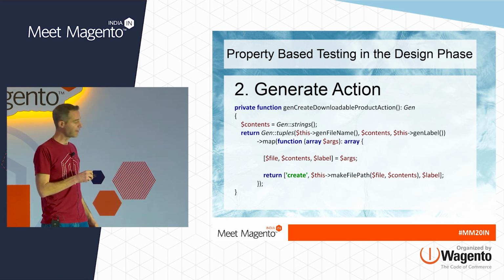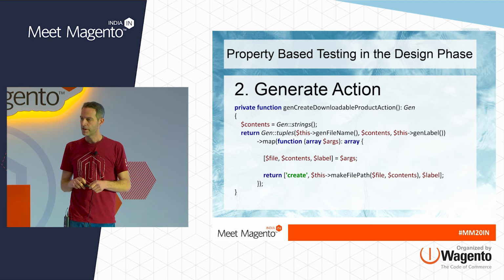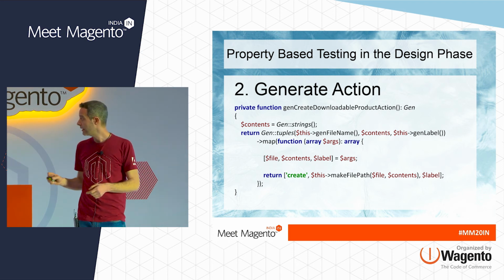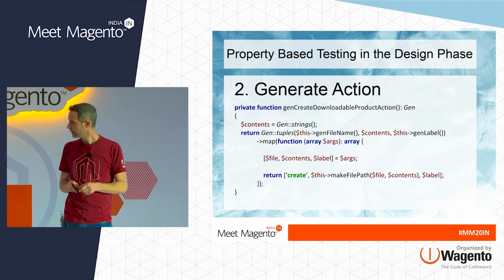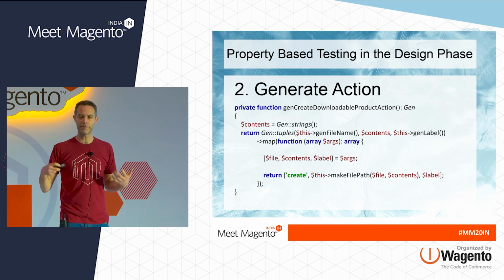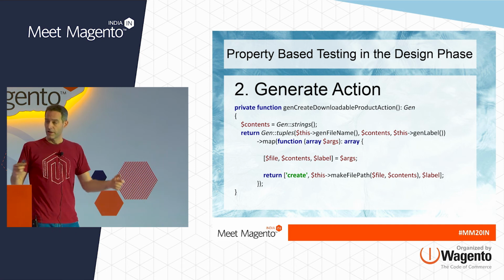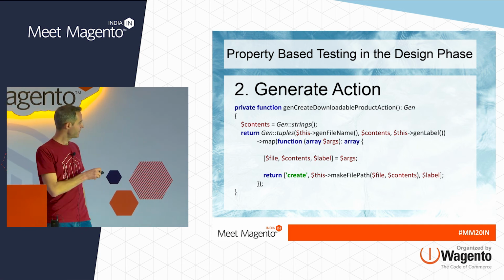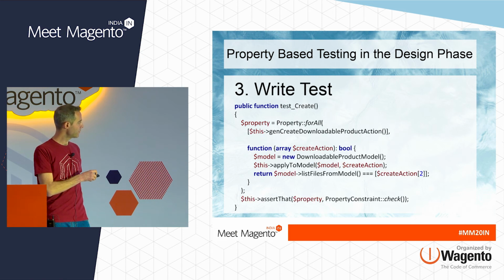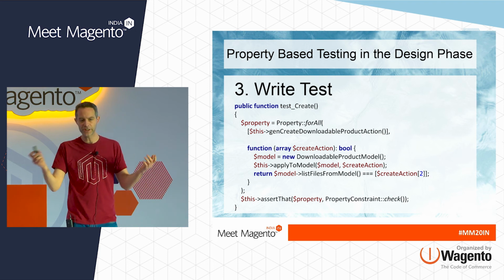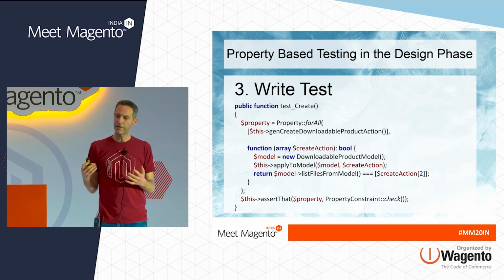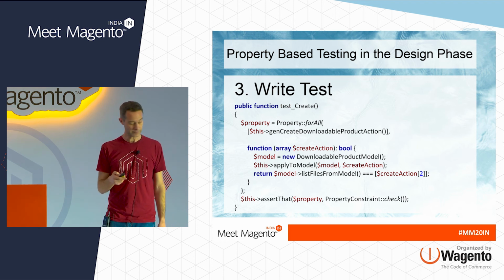So here, I generate a file name, that's a string, can't be empty. I generate some contents, that's also just a string, maybe it's empty. And I generate a label. And then all generators provide a map function, which takes a closure, which will take the argument. So here's my tuple, with a file, the contents and the label, and then I can somehow transform it, right? I can create an object, I can create a file, and I can return it for whatever data the function that I'm testing takes.